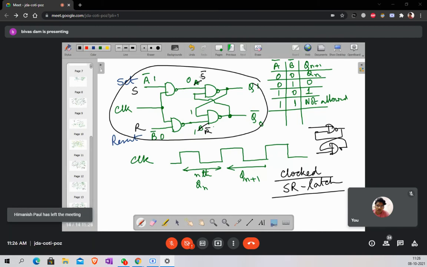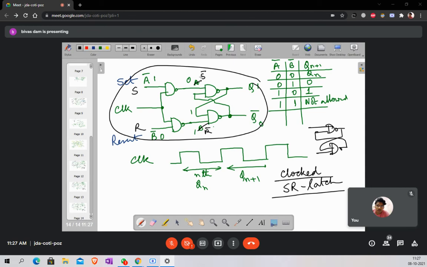Are you getting that type of memory here? Will the inputs affect the output only at a specific time instant? Is it happening like that? What are the inputs? Yes, sir. S and R are the two inputs. Clock is the clock signal, that is a different concept.